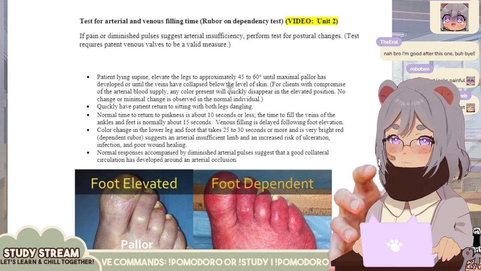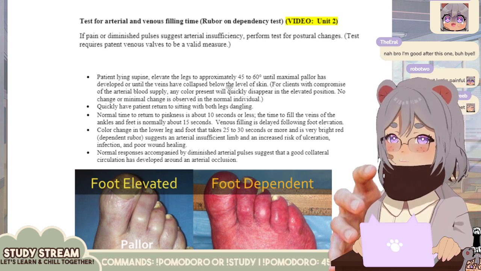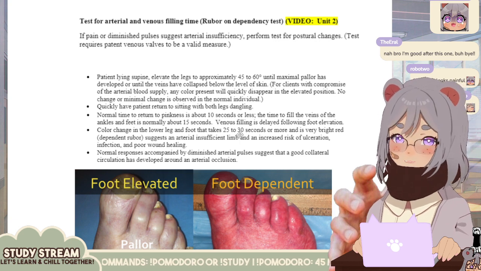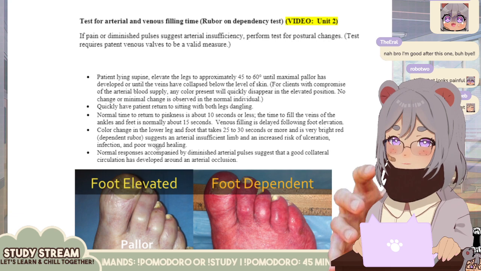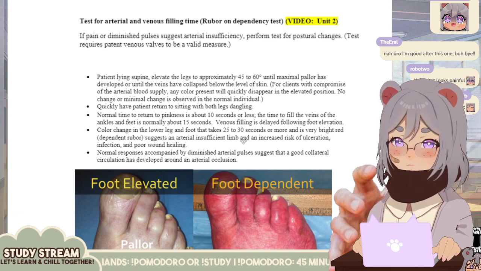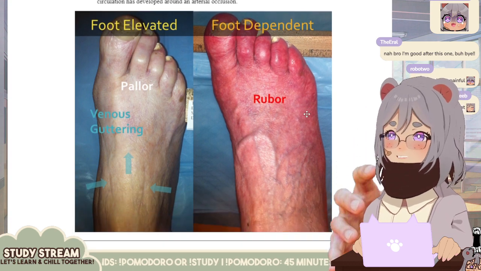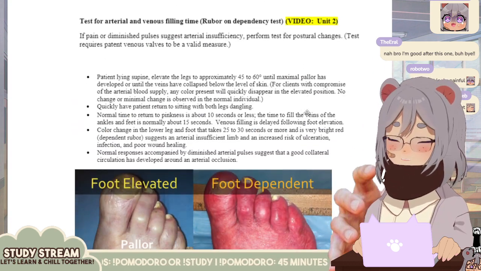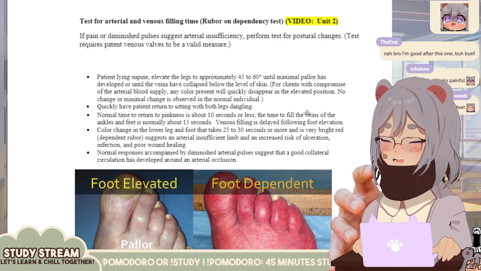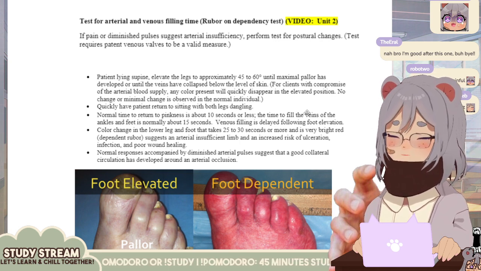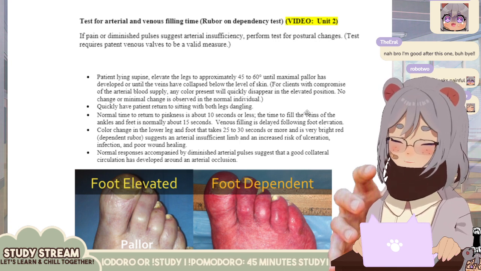For the ankle and feet, it's apparently about 15. If the color change in the lower foot takes 25 to 30 seconds or more, and it's very bright red, hence the rhubarb dependent rhubarb, that suggests arterial insufficiency. Red foot, basically. So it's to indicate that there's something wrong with the arterial system, and you're putting them in what they call a dependent position, hence the rhubarb dependency test.